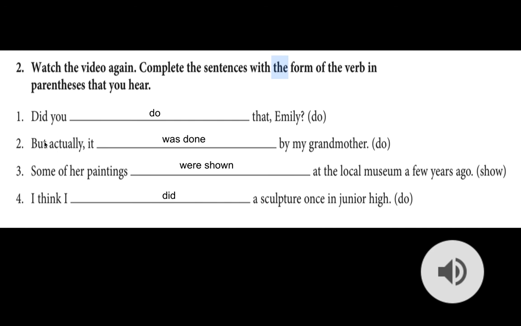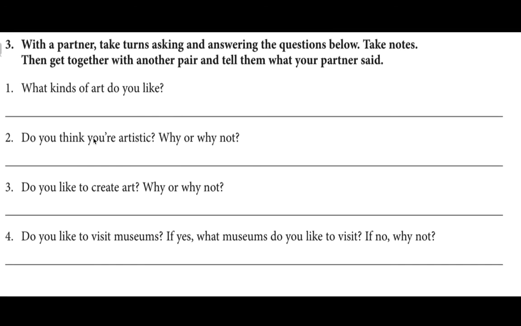So our grammar point today is practicing saying that somebody did something. So it was done by my grandmother. But here we are not talking about the grandmother. We are talking about the painting. So it was done by my grandmother. This is our grammar point today.